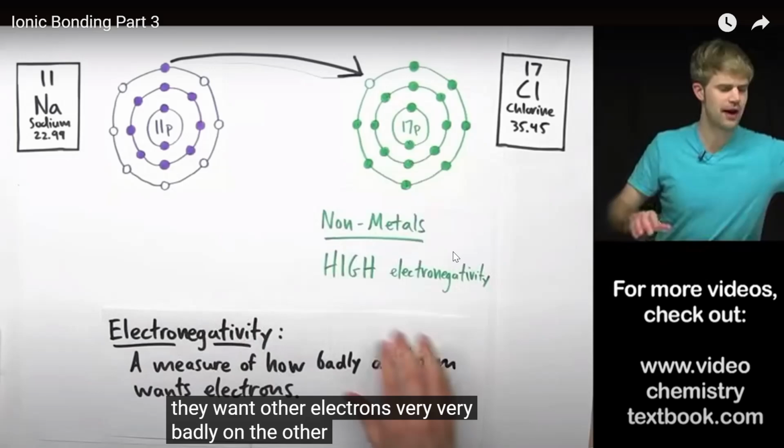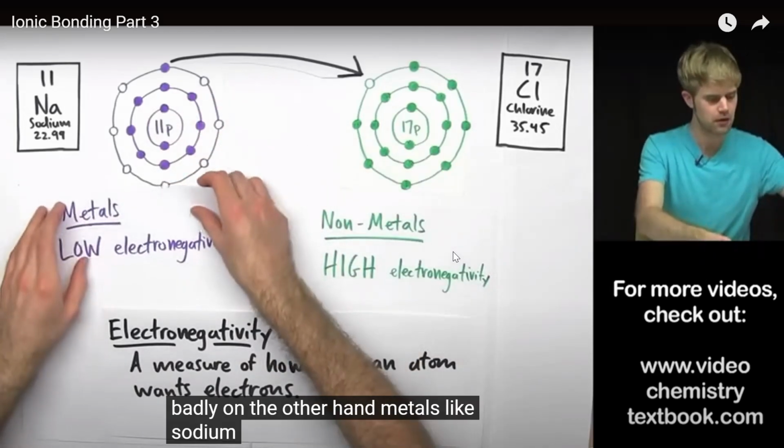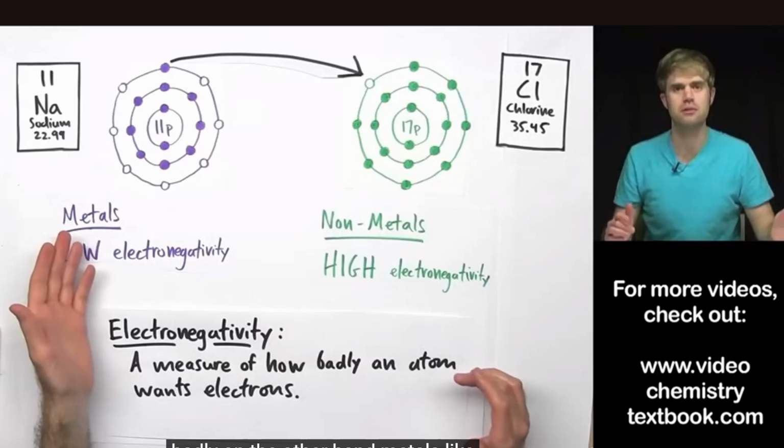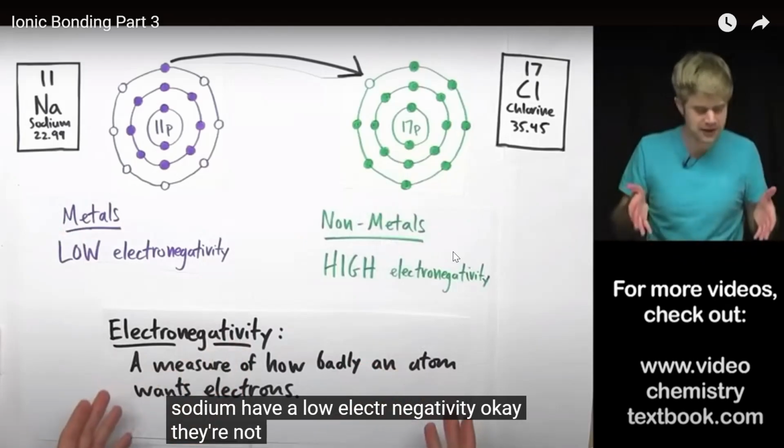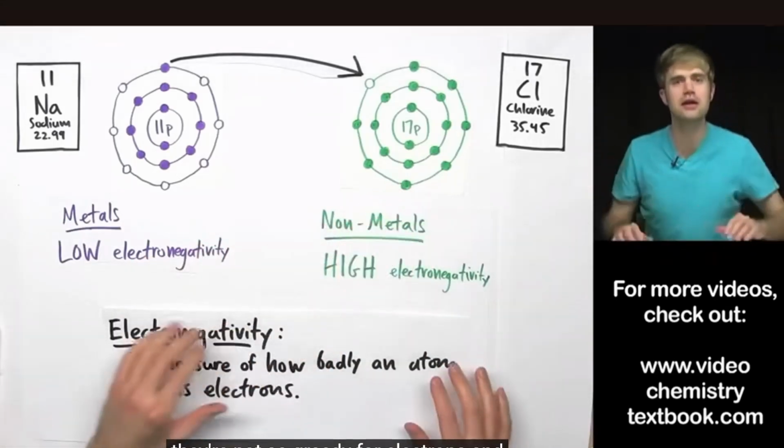Part of this is just getting you to write the word a few times so you can remember what it is. And metals, like sodium, have a low electronegativity. Okay? So you can fill that in. Metals have low electronegativity. They don't really want electrons that badly. They're kind of happy enough to give them away. They're not so greedy for electrons, and they're willing to give them up.